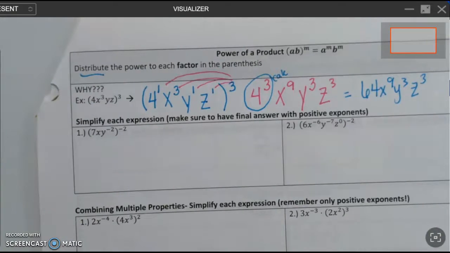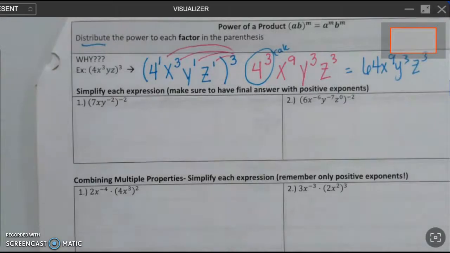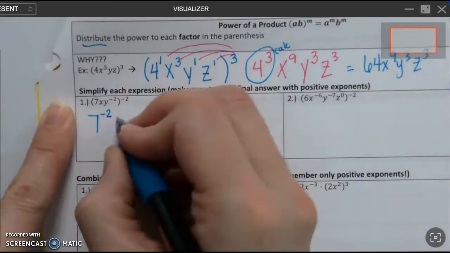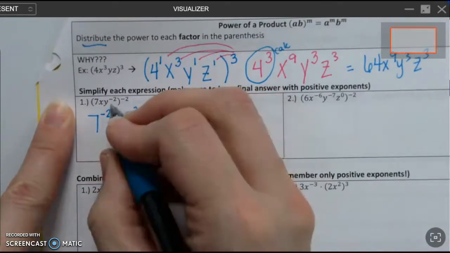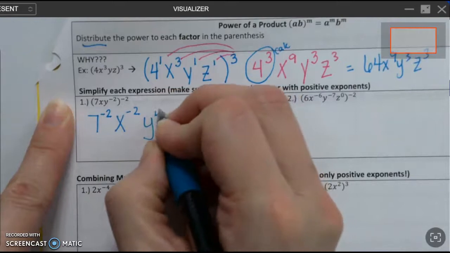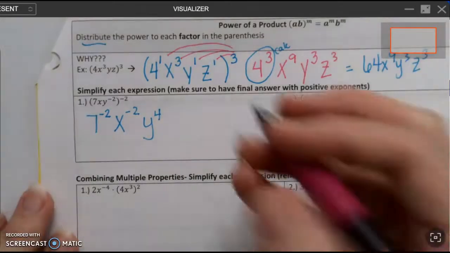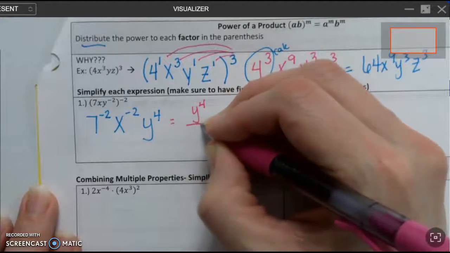Okay, we'll do the last 2 examples here, distributing that -2 to each one. So my 7 is going to get a -2, my x is going to get a -2, and then y, -2 times -2 is 4. So let's first deal with those negative exponents. Let's move those 2 pieces to the bottom, the coefficient and the x. So my y to the 4th is going to be the only part that remains on the top.